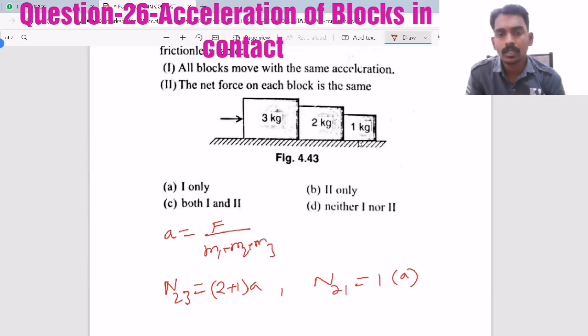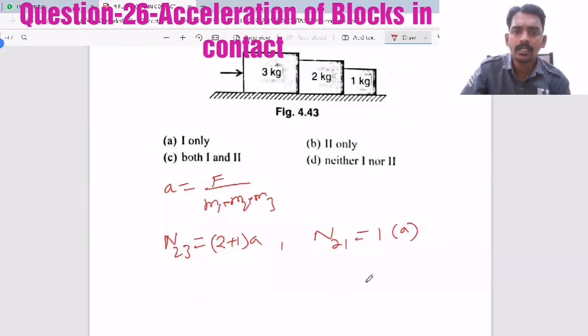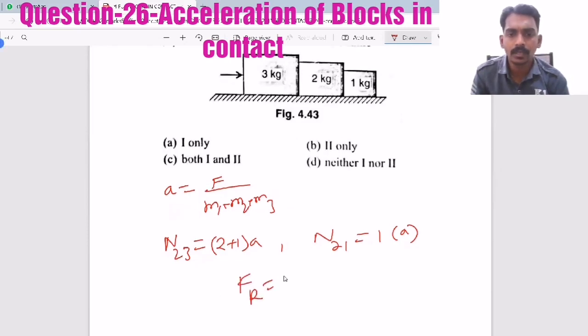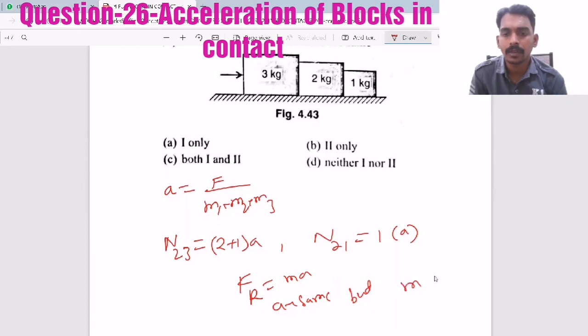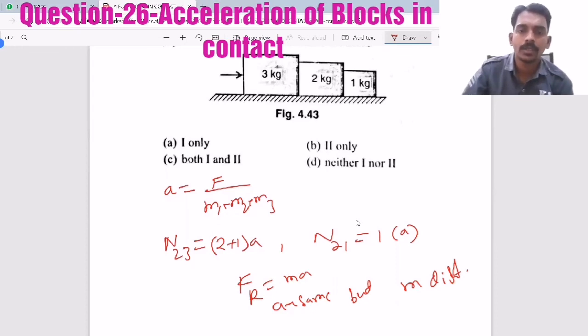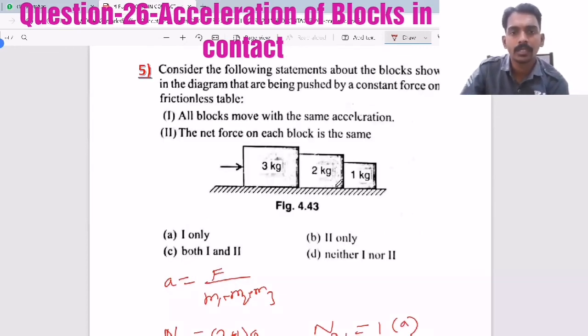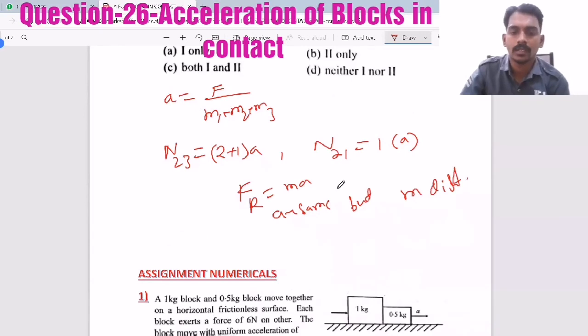So net force means what? Resultant force. Resultant force means what? Mass into acceleration. So the normal reaction is not the same, and in a similar way the resultant force on any particle is mass into acceleration. Acceleration is the same, but mass is different. Therefore, the resultant force is also different. So the first statement is correct, but the second statement is not correct.